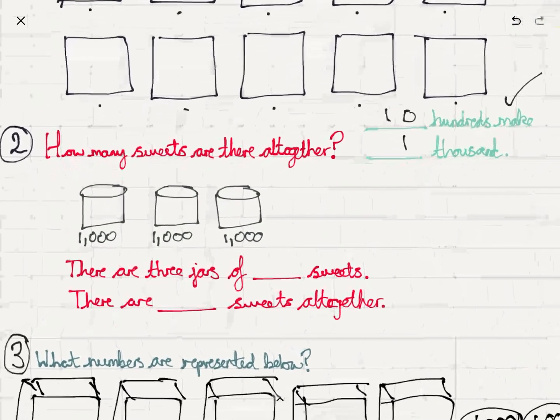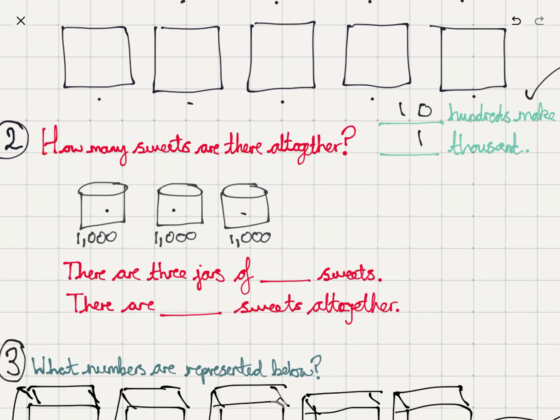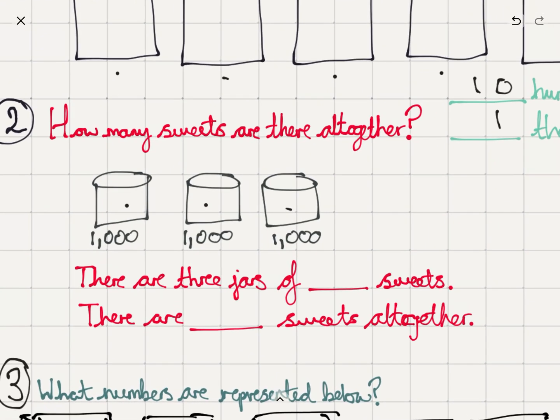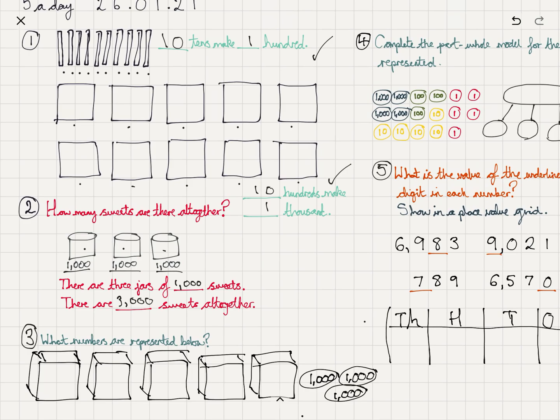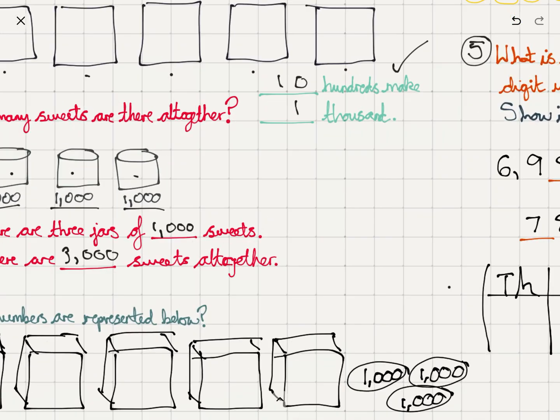Number 2, how many sweets are there all together? So these are our tin of sweets. I know they're not particularly sweet looking, but they'll have to do because I'm not a great artist on this iPad, I have to admit. You've probably noticed. There are 3 jars of how many sweets? So how many are there in each jar? There are 1,000 in each jar. There are how many sweets altogether? So we know we've got 3 jars and 1,000 in each. So we need to do 1,000 times 3, which is 3,000.